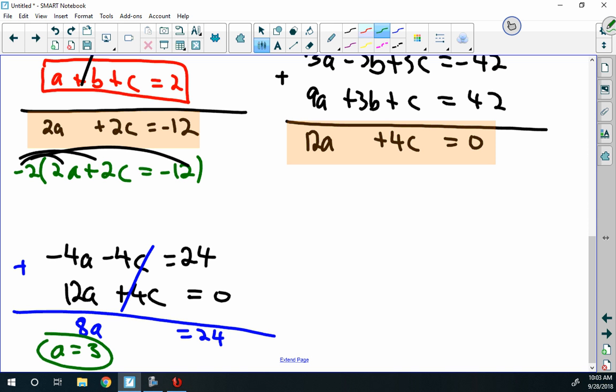We got one of the three variables. Now we just need to go back and backfill. Anybody ever build a driveway? You know what backfilling's all about? So now we're going to go back and backfill.